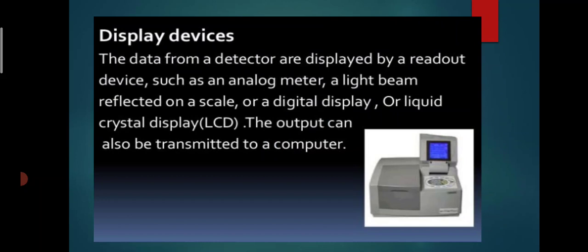Of the display devices, we normally use two types. One is the analog and another one is digital. The analog means that the value is displayed by using the needle and scales. And the digital display means the value will be displayed on a screen and can be directly connected to a computer. So these are the display devices we are using in the spectrophotometer.